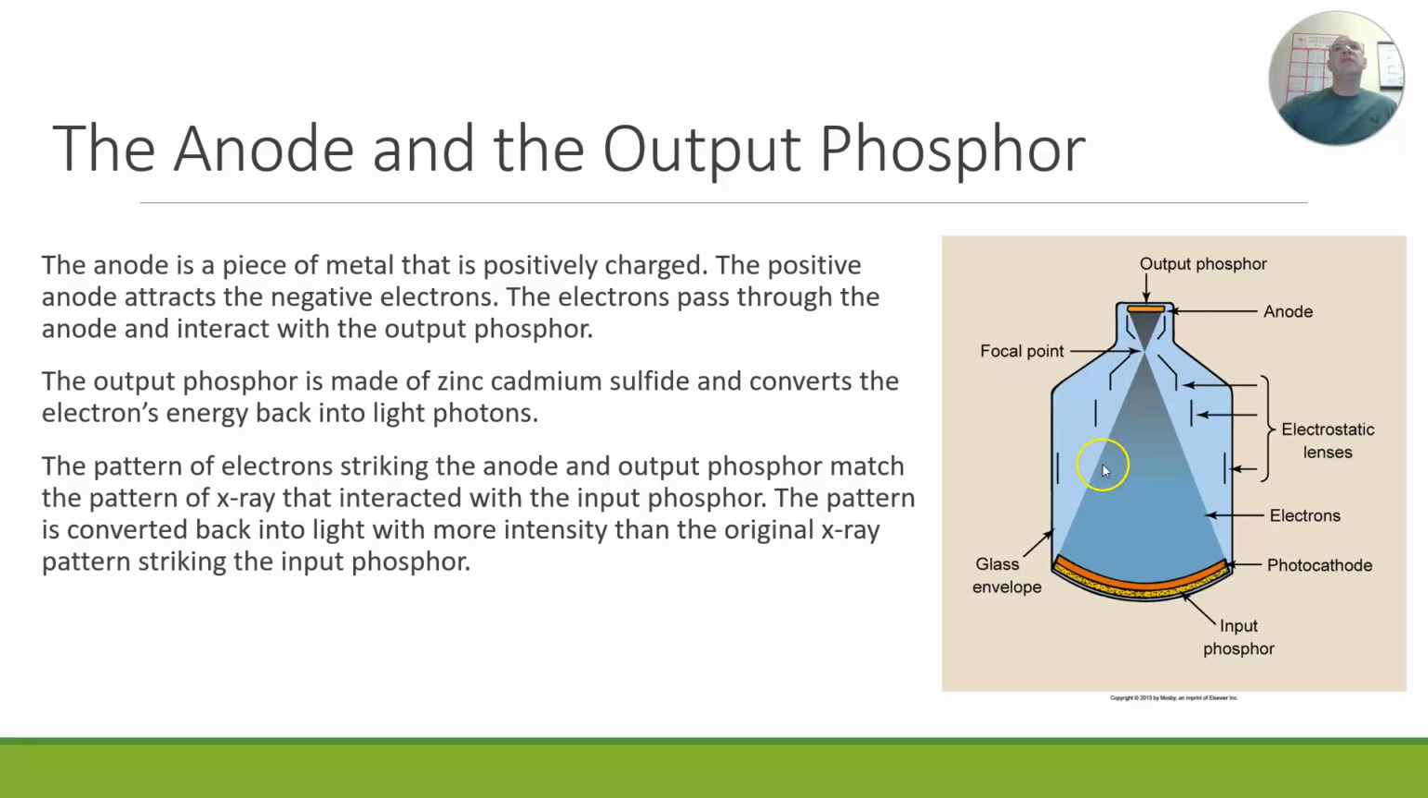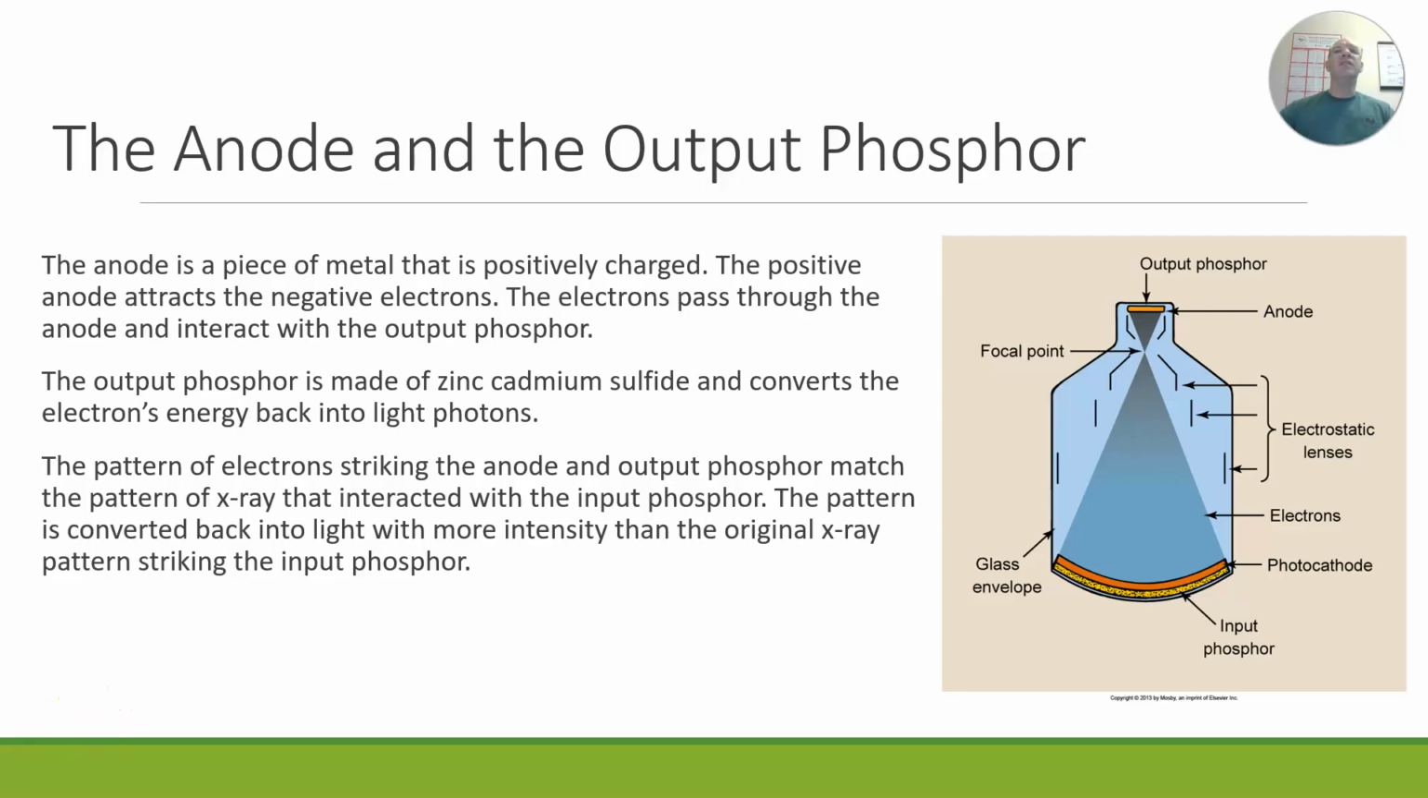So the last piece of this puzzle is this anode and output phosphor, okay? The anode is a piece of metal that's positively charged. That's why the negatively charged electrons are drawn to it. So you need something positive to attract those electrons, and that's what we have, the anode. As the electrons pass through this anode, they interact with an output phosphor made up of zinc cadmium sulfide. I don't think that's going to be in the registry. I wouldn't worry too much about it. Fact is, those electrons are turned back into light. And because of the concentration of them, because of the energy associated with them, they create a brighter light. They create a brighter light, and that's image intensification.